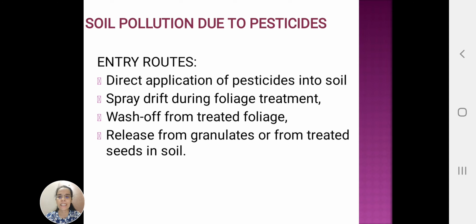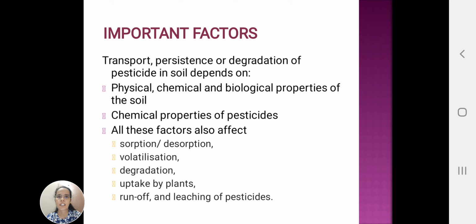the physical and chemical as well as the biological properties of the soil and the chemical properties of the pesticides. All these factors affect the sorption, desorption, volatilization, degradation, uptake by the plants, runoff and the leaching of pesticides. Pesticides bound to soil organic matter or clay have less mobility, less bioavailability, or less accessibility to microbial degradation, and thus they are more persistent.